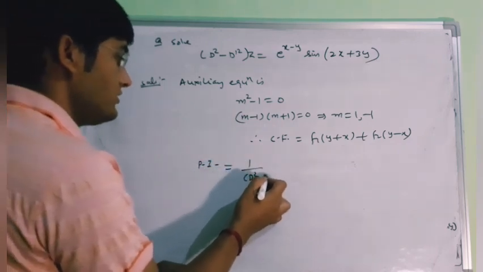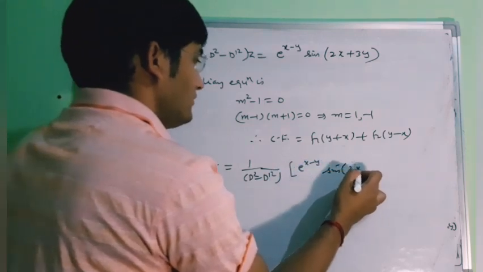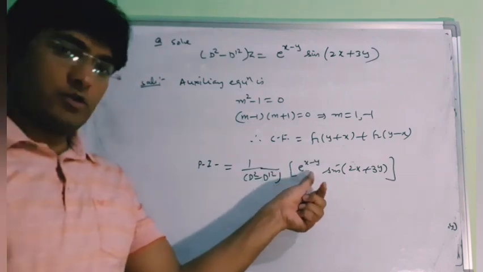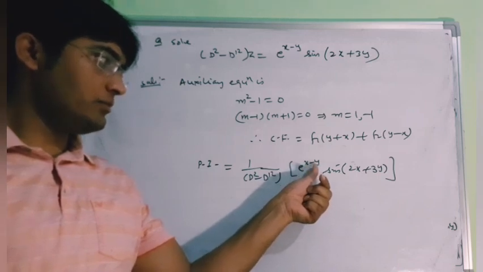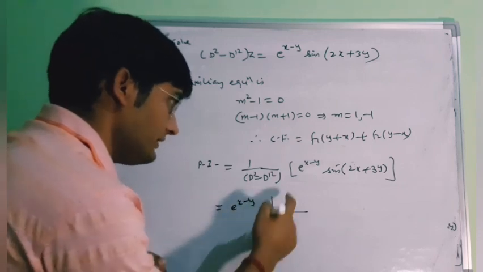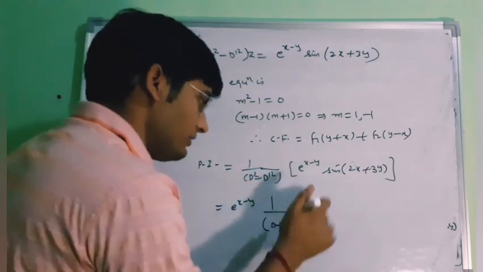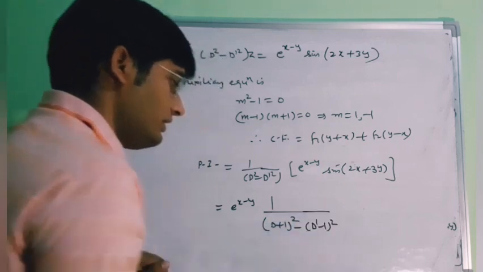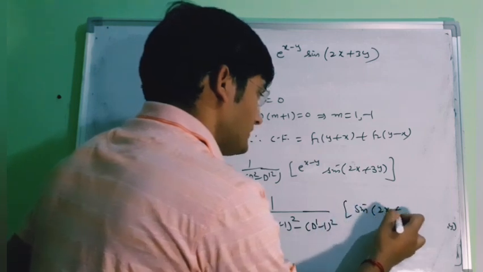d square minus d dash square of the bracket, this one. Now here we can take this e to the power ax plus by common, and then our d will be replaced by d plus a, which is 1. So our d will be replaced by d plus a, and d dash will be replaced by d dash plus b, and b is minus 1. So this will be d plus 1 whole square minus d dash minus 1 whole square, and in the bracket we will have sin 2x plus 3y.